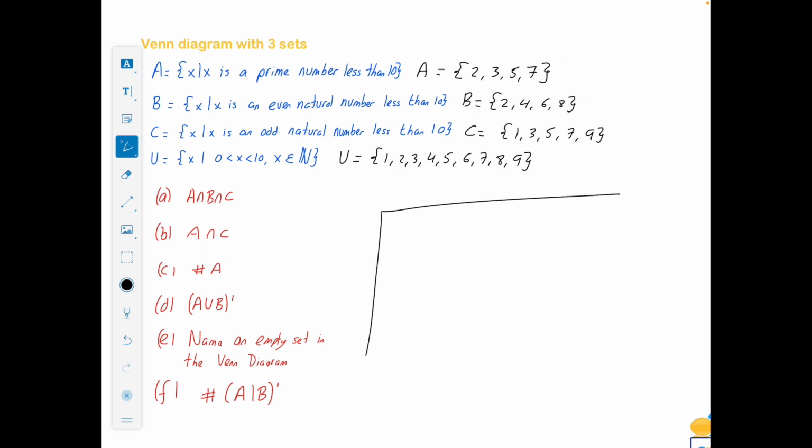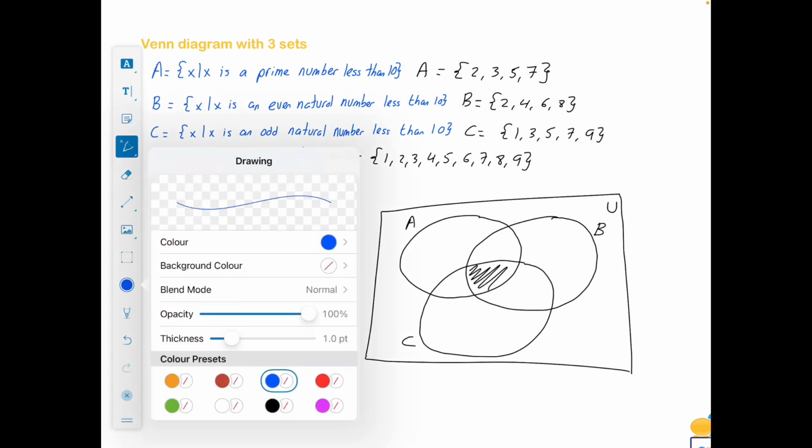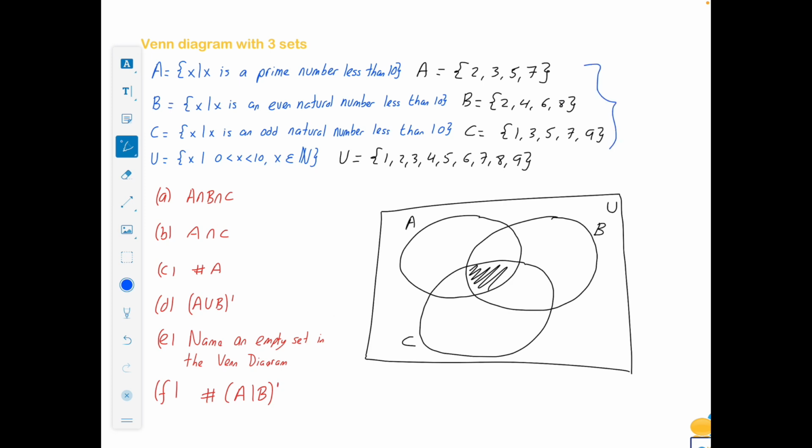Now we're going to draw out our Venn diagram with the 3 sets, make it nice and big. We're going to have our universal set up in the corner, and we're going to have our 3 circles, and we'll label them as A, B, and C. Now the first thing we'll look for, is there anything in all of them? So is there anything that's in A, B, and C? Looking at these three sets, no, there isn't anything.